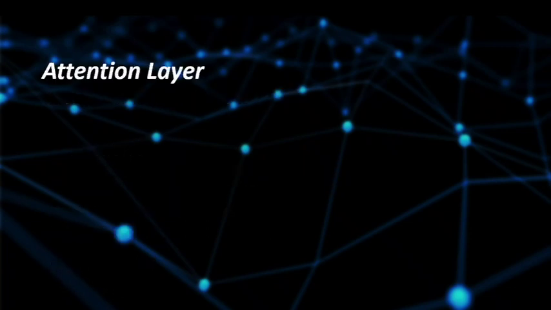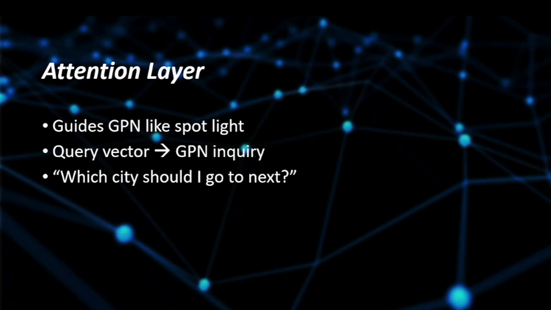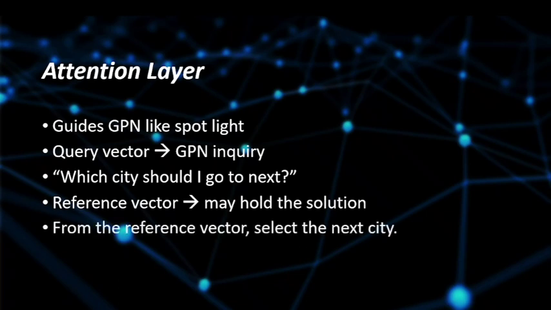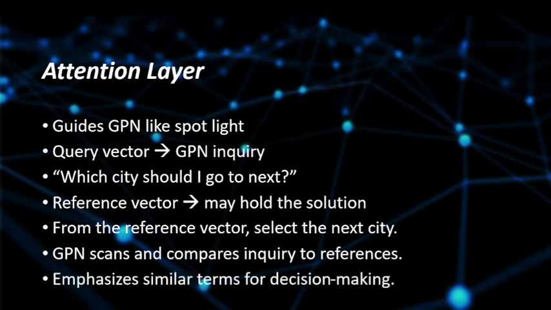Let's begin with the attention layer. The attention layer acts as a spotlight to guide the graph pointer network to the critical information. It consists of a query vector which stores GPN's inquiry. It is like asking the question, which city should I go to next? Reference vector may hold the solution for this question. From the reference vector, the next city is selected. GPN scans and compares the components of the query vector with the reference vector. It emphasizes the similar terms between these two vectors for the decision-making process.